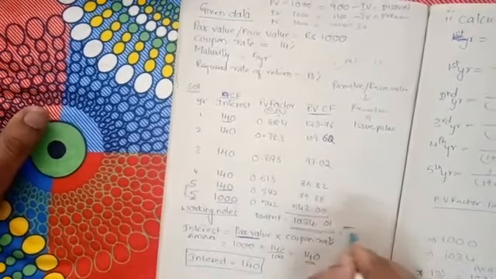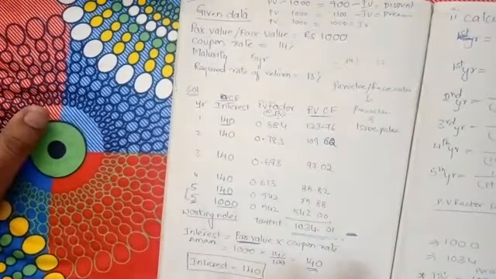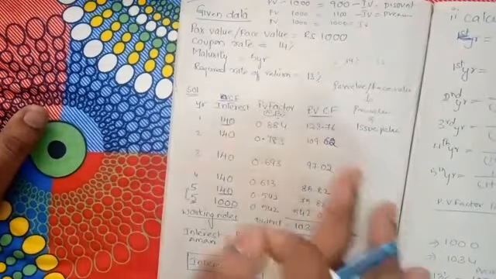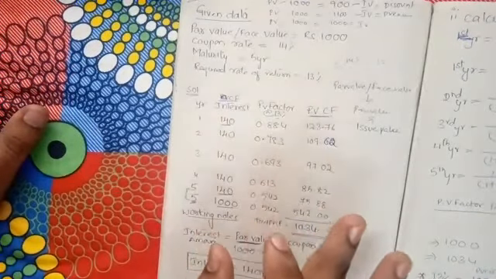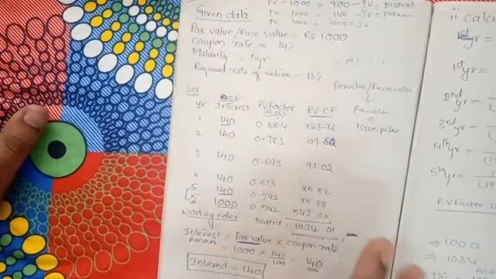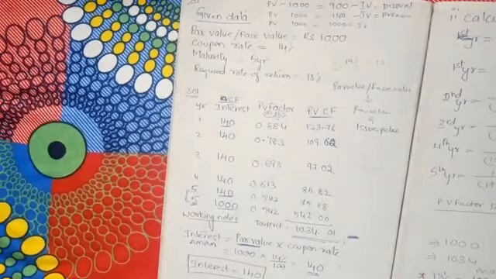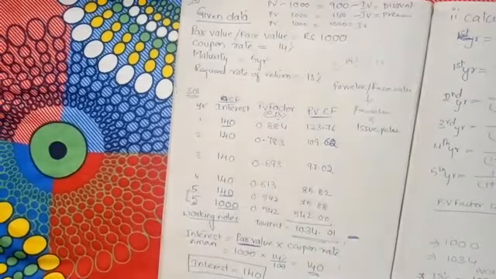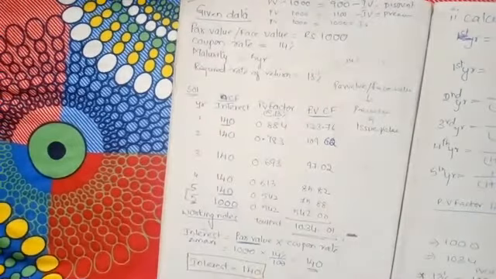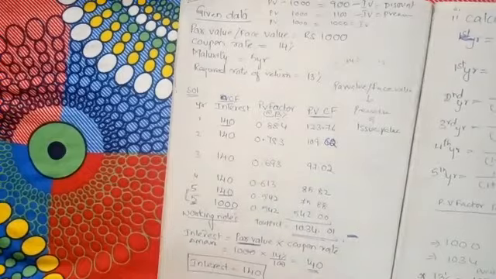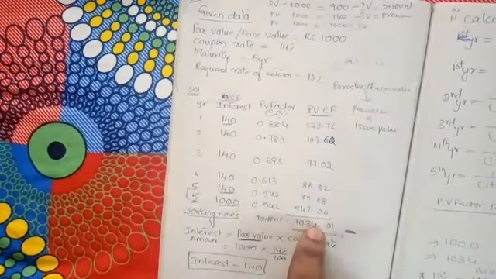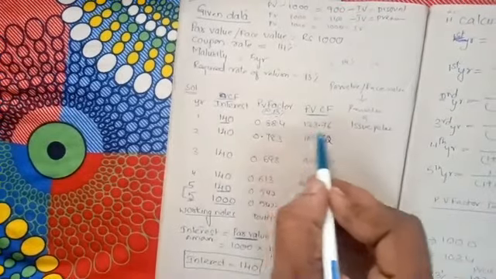So this was the question: what is the value of the bond? He didn't ask whether you are accepting or rejecting. If he had asked whether you are accepting or rejecting, then I would decide by seeing the coupon rate and the required rate of return. But he didn't ask. He asked us to find out the value of the bond. So that is 1034.